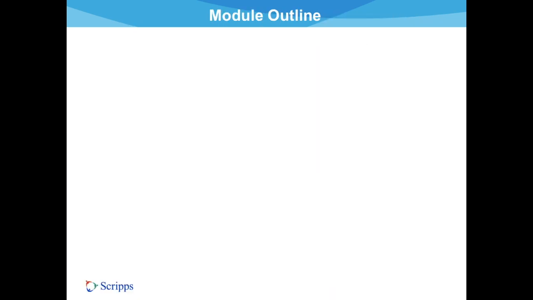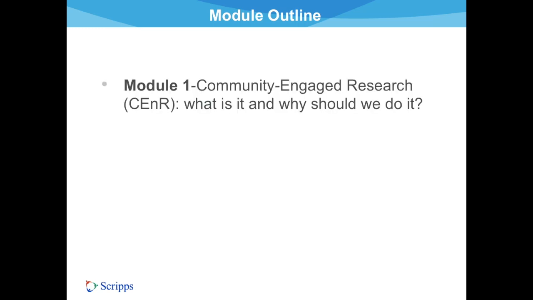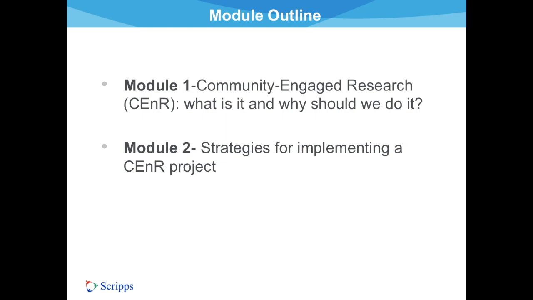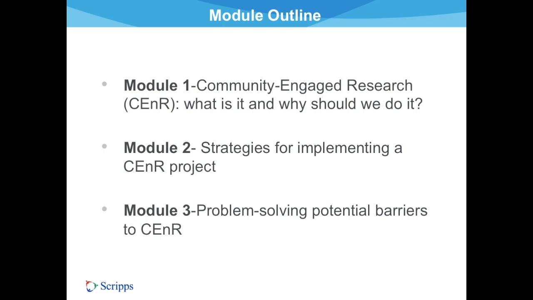This instructional course consists of 3 individual learning modules. Module 1 discussed community-engaged research and explained what it is and why we should consider this type of research. Feel free to review that module again as needed. In this module, we will assess strategies for implementing a community-engaged project. You can then continue to Module 3, which will review potential barriers to successful research and consider solutions to these problems.